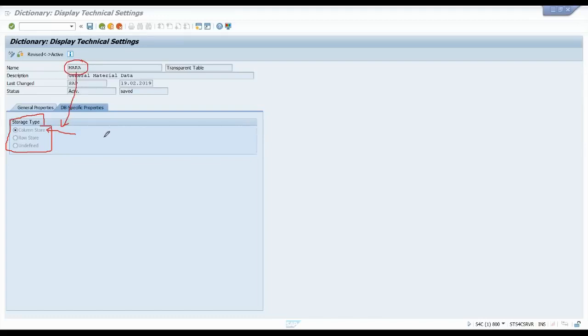Remember, this is a lot of work for a database to convert a row store table to column store and do this indexing and this compression, and that may take time.